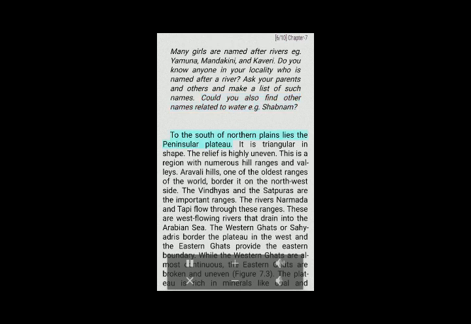To the south of northern plains lies the peninsular plateau. It is triangular in shape. The relief is highly uneven. This is a region with numerous hill ranges and valleys. Aravalli Hills, one of the oldest ranges of the world, border it on the northwest side. The Vindhyas and the Satpuras are the important ranges. The rivers Narmada and Tapi flow through these ranges.